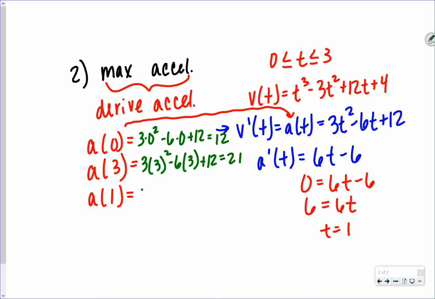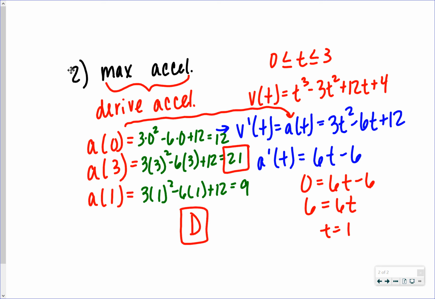And then plug in 1. 3 times 1 squared minus 6 times 1 plus 12 is 3 minus 6. That's negative 3 plus 12 is 9. And I want the actual maximum value itself. It is a 21. So D. You were looking for the actual maximum itself, not when it happens.